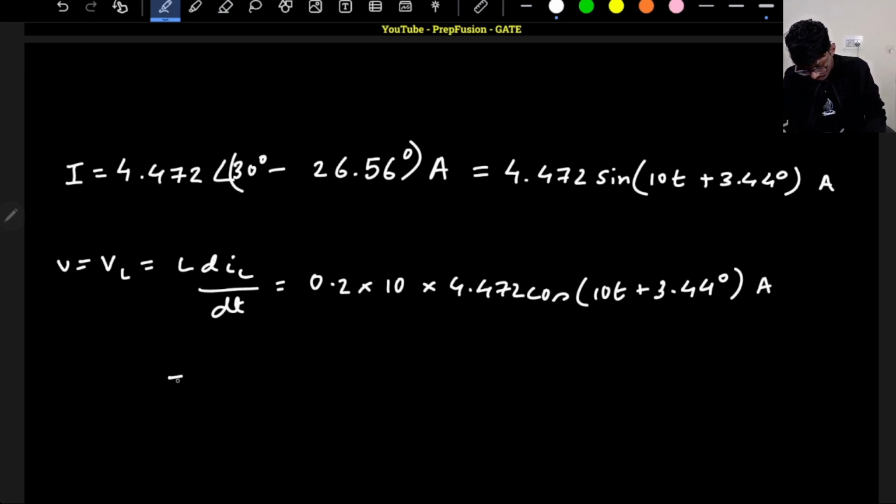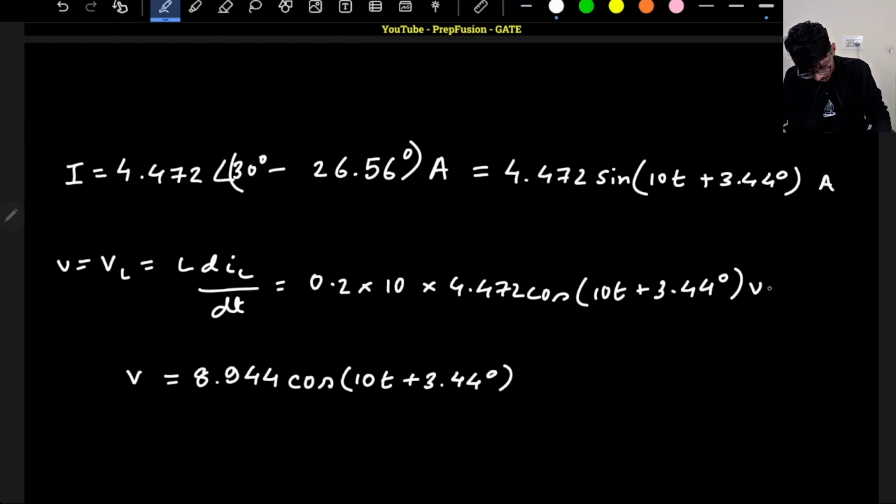So V will be equal to 8.944 cos of 10t plus 3.44, volts. Not amperes, sorry, this will be volts. This is one way to do this.